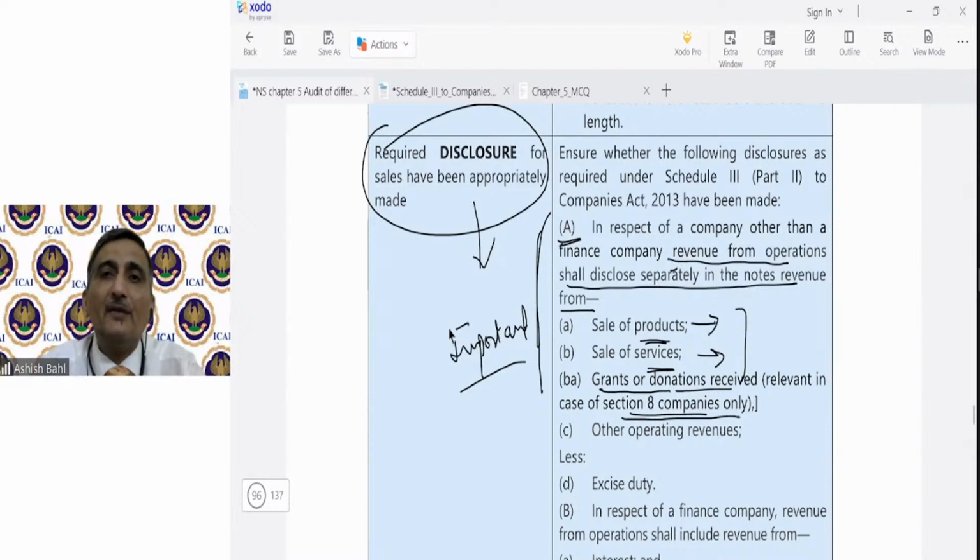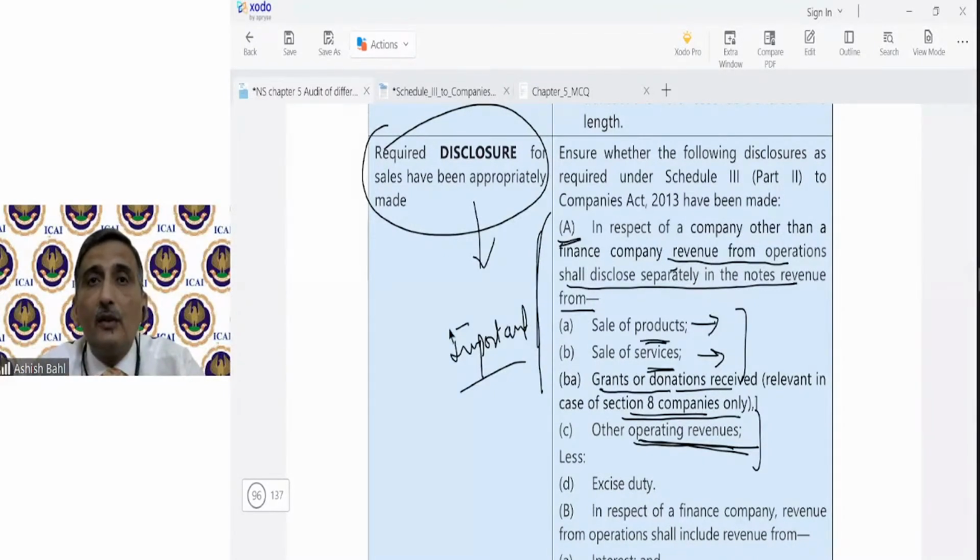Section 8 companies are formed with the objective of pursuing charitable objects. In case of those companies, donations would be the main item of the revenue from operations. So in case of such companies, grants or donation received shall be shown, and other operating revenues. If there are some other operating revenues, these would be shown here.